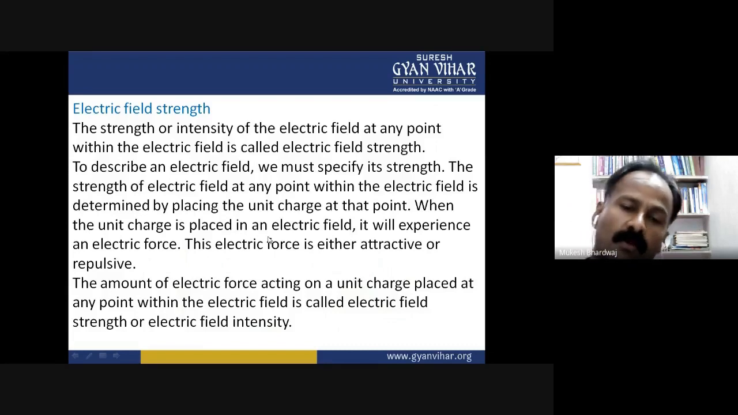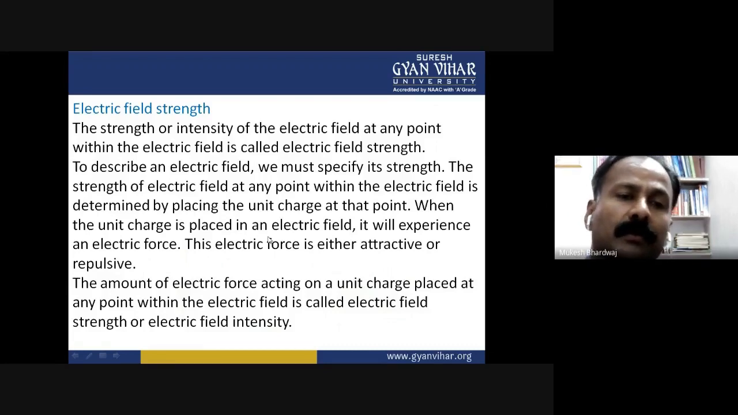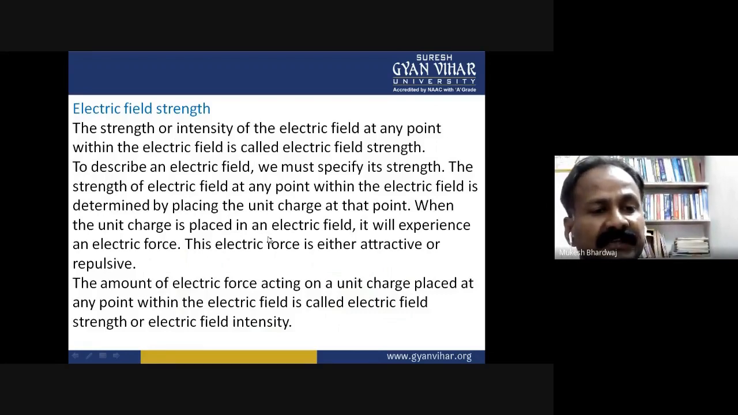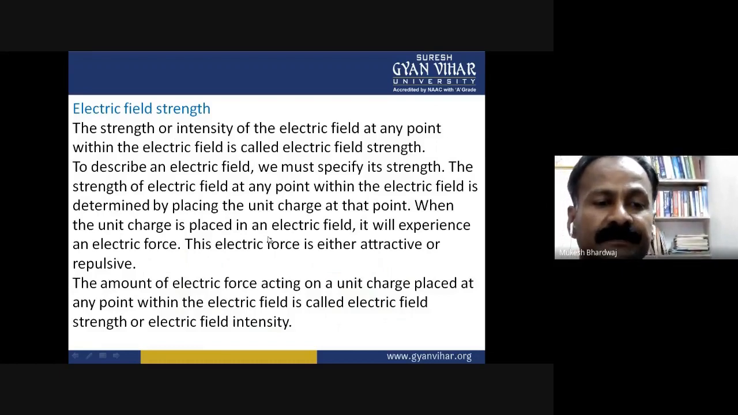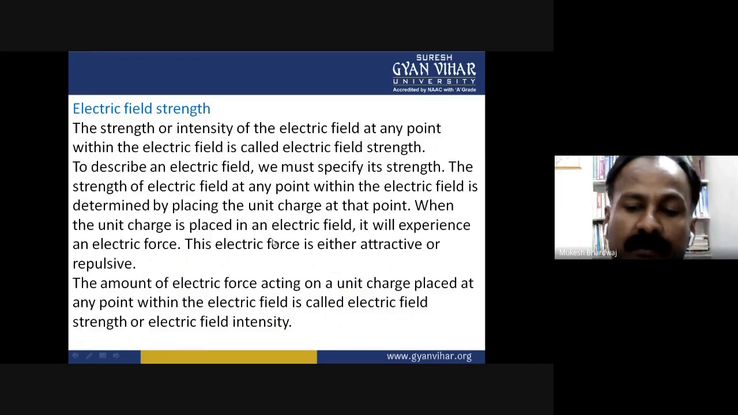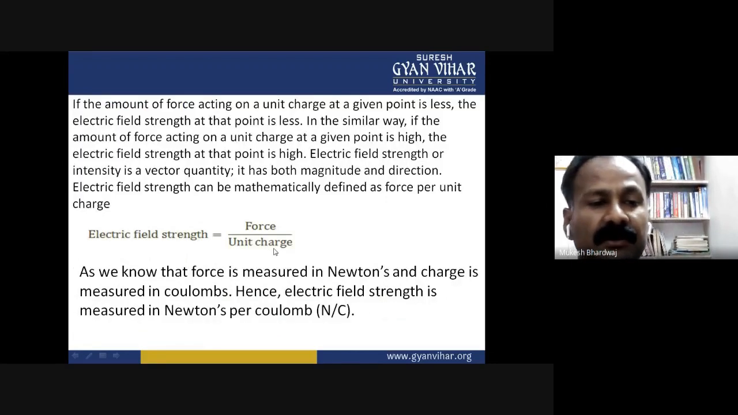So, more specifically, we can say that there is a region of space around a charge or a system of charges within which other charged particles experience electrostatic force. This region is spoken of as electric field. Thus, a particle is said to be in an electric field if the particle experiences an electrostatic force. Theoretically speaking, the electric field extends up to infinity, but practically, the electric field does not show detectable influence beyond a certain limited distance.